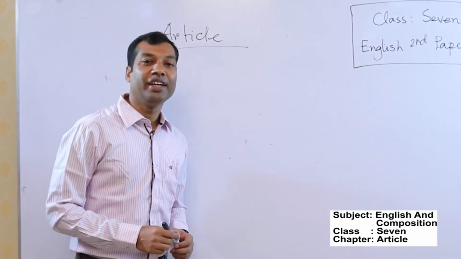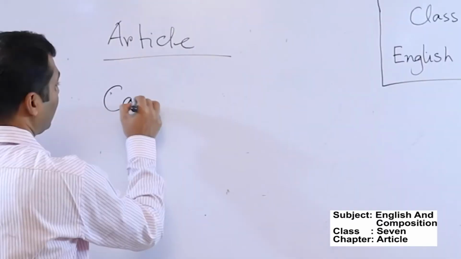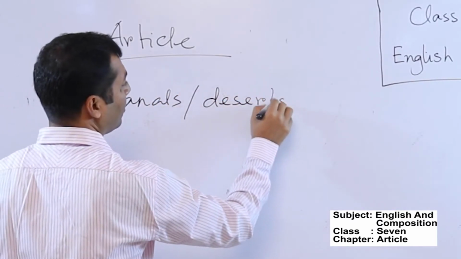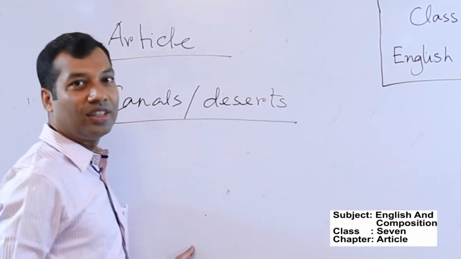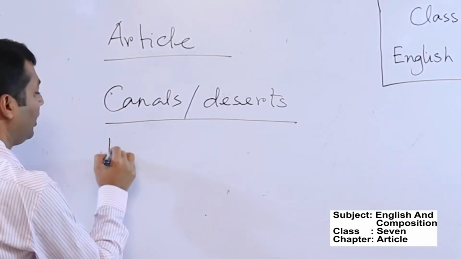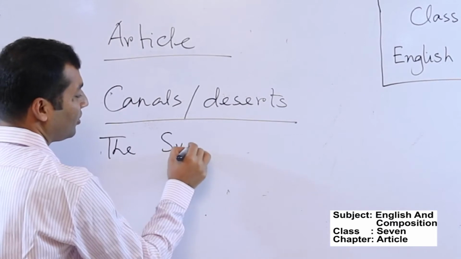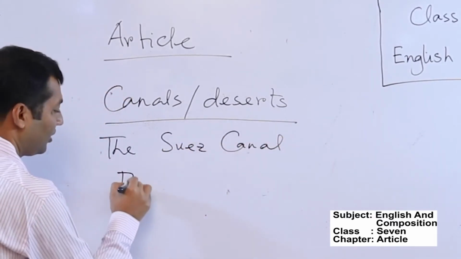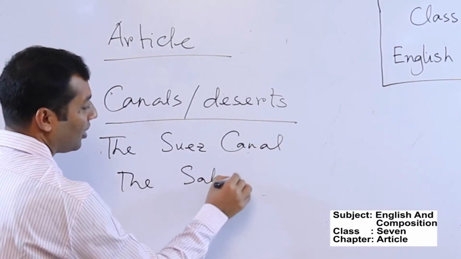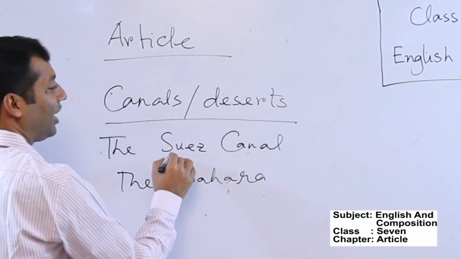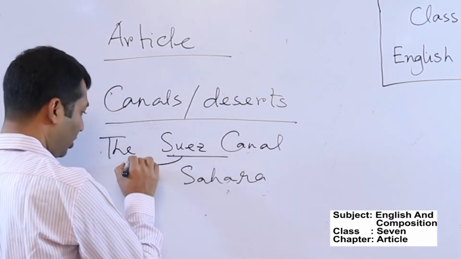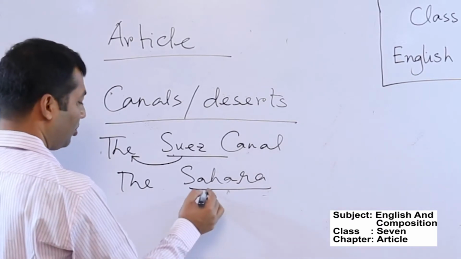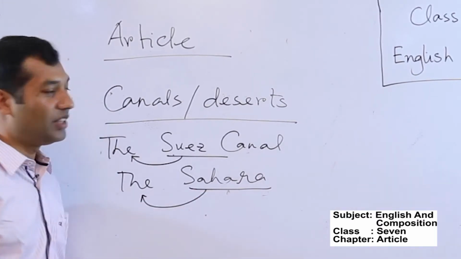Before the names of any canals or deserts, we need to use the article "the" before them. For example, the Suez Canal, the Sahara. So this is the name of a canal and you need to use the article "the", and this is the name of a desert and you need to use the article "the" before them.